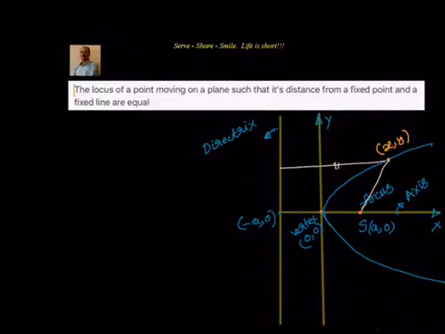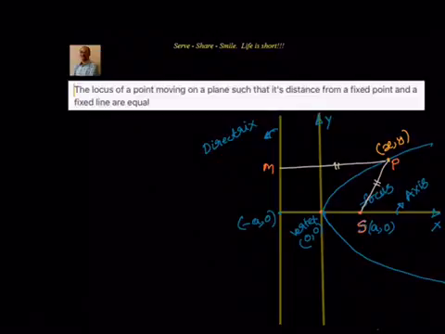Maybe the figure is not correct, but the logic is that the distance between the focus and the point should be equal to the perpendicular distance from the directrix to the point. Directrix to the point should be equal to focus to the point. Now we know a comma 0 and x comma y, so let us say this point is S. This is the point P, and we say this is M.